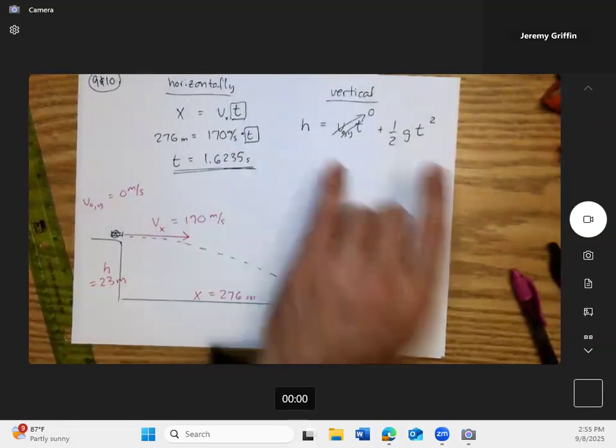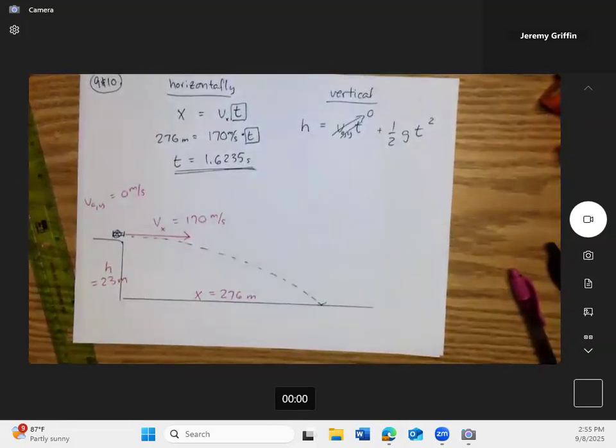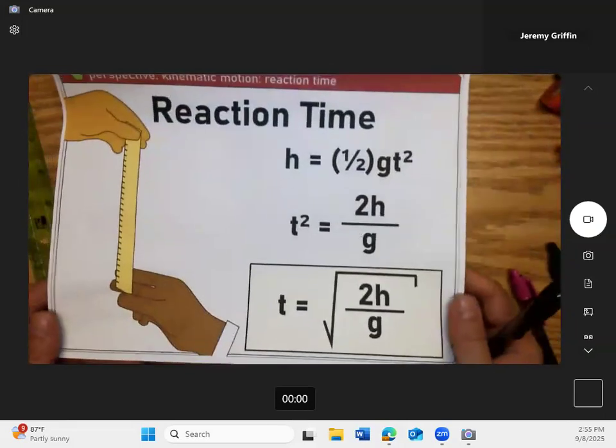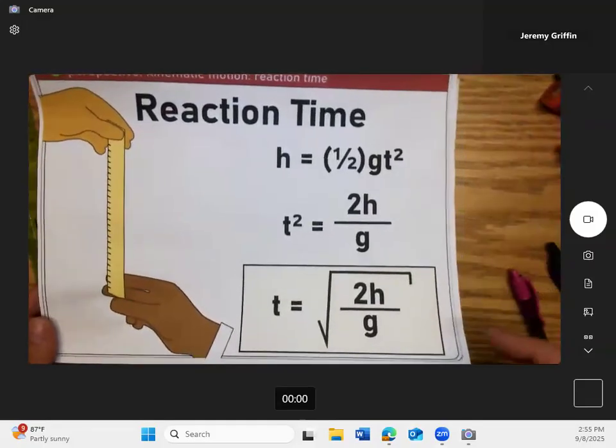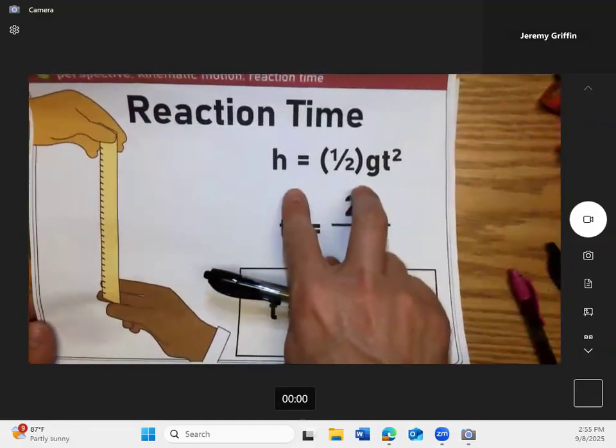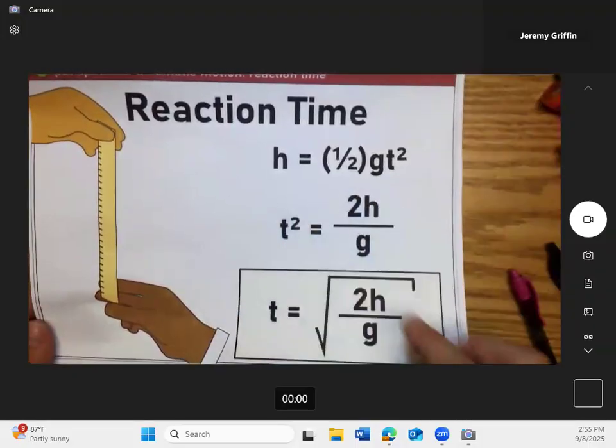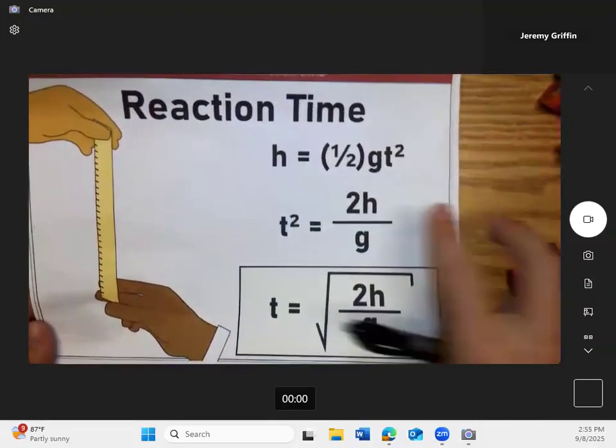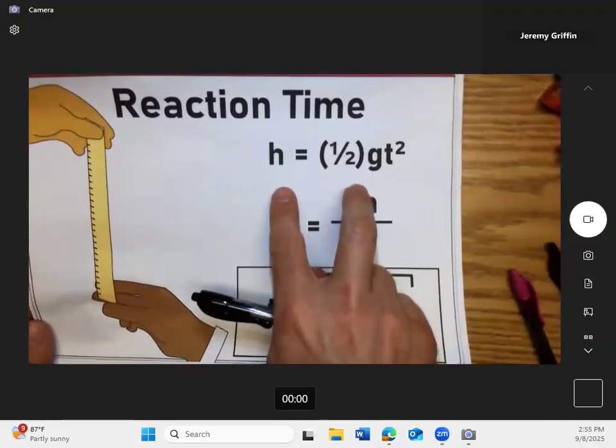Actually, what we're staring at right now sort of reminds me a little bit of the reaction time lab you guys did. Right? Which actually started out exactly like that, didn't it? Unless your friend was throwing the rod, like, come on, catch this. And then they just dropped it.